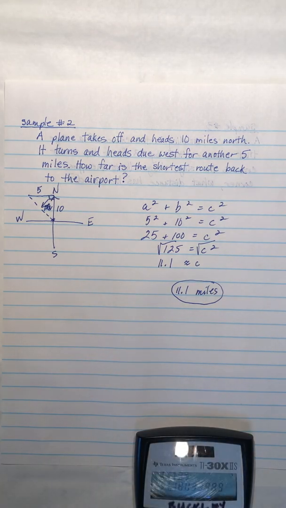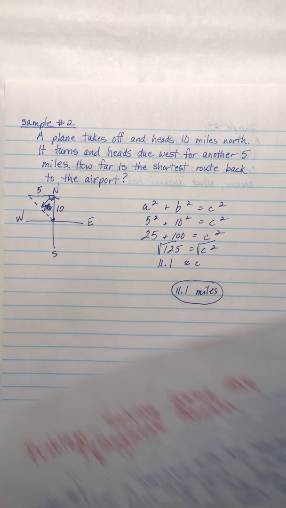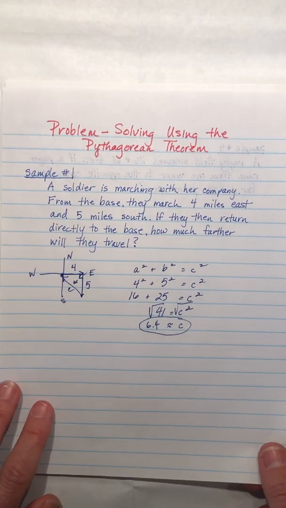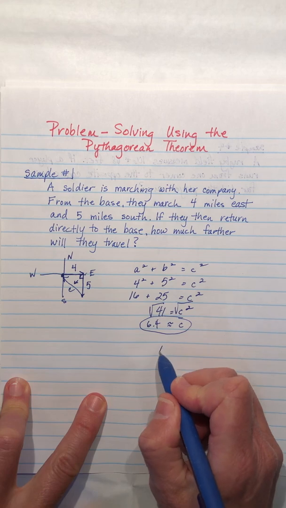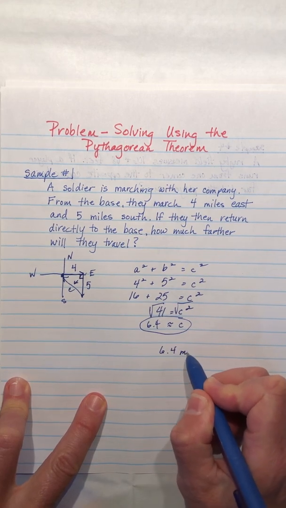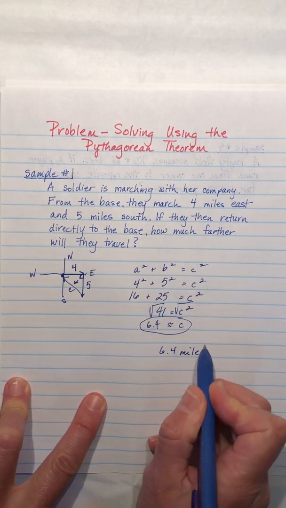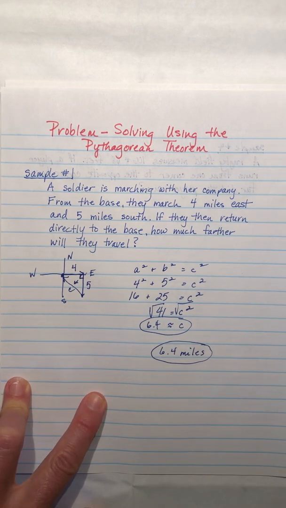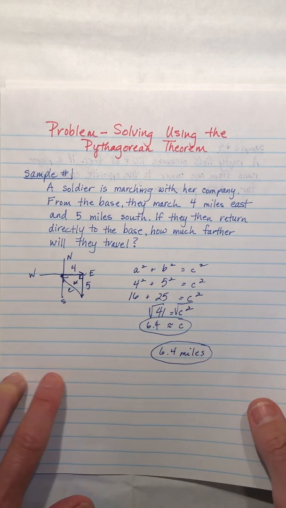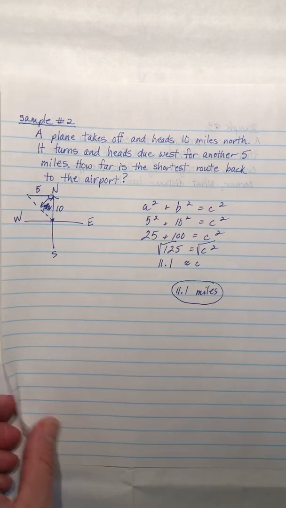I want to scoot back to our soldier problem for a second because I neglected to put the unit on that. Again, we're talking about miles, so it would be 6.4 miles. That is a long march. Okay, so there are samples 1 and 2. Let's see what I did with sample number 3.